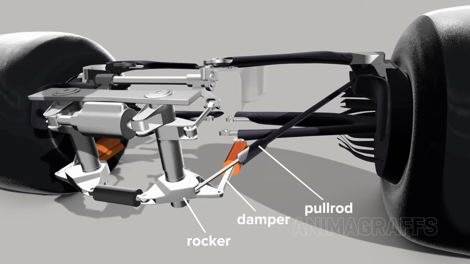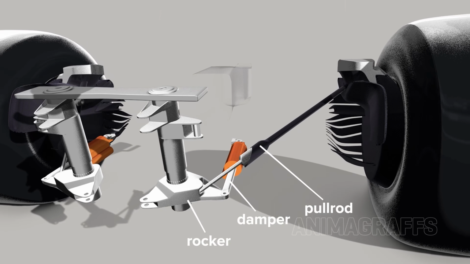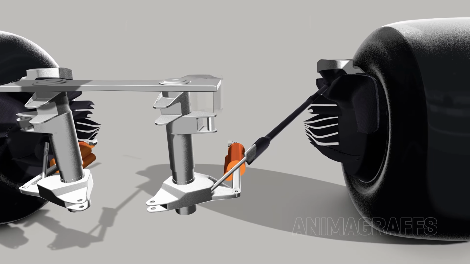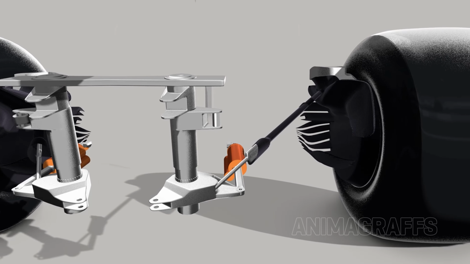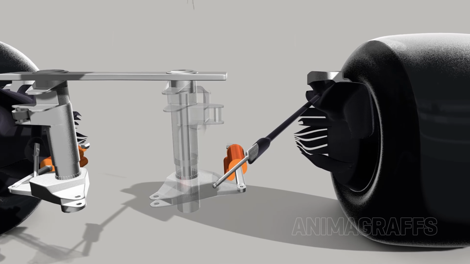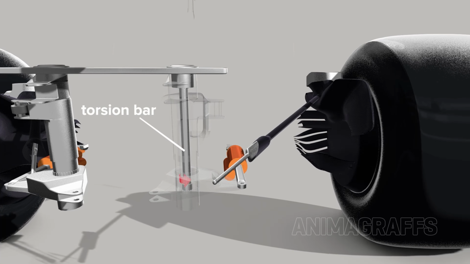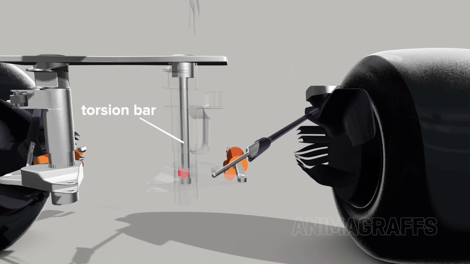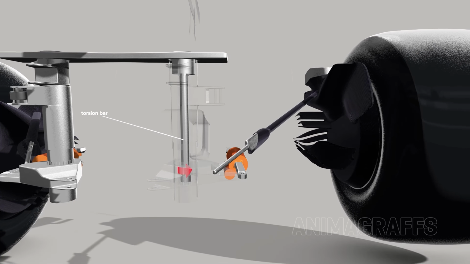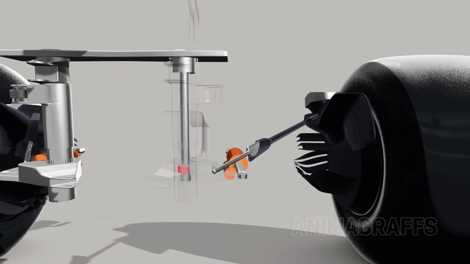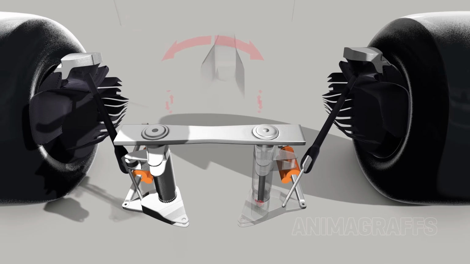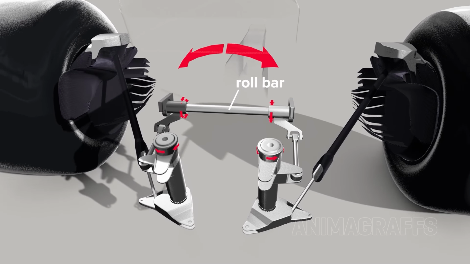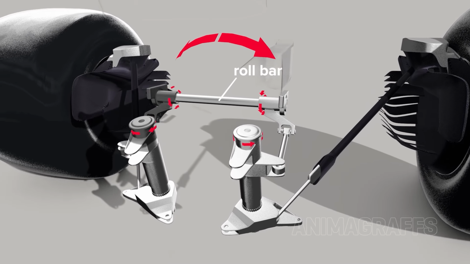The pull rod connects to a rocker and damper, which we call shock absorbers in normal cars. But instead of large coiled springs, F1 suspension uses a small metal rod called a torsion bar that twists under load. One side of the torsion bar moves with the outer cylindrical shaft, while the other side is stationary. Both independent suspension sides are linked to a central roll bar that twists to limit body roll.